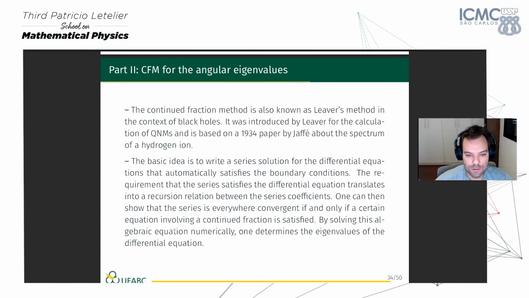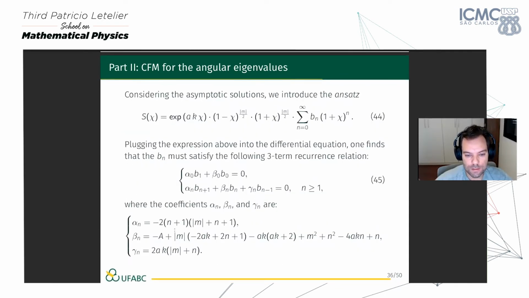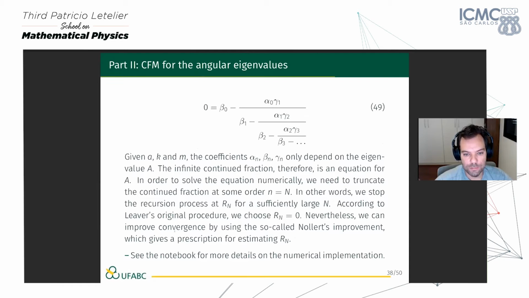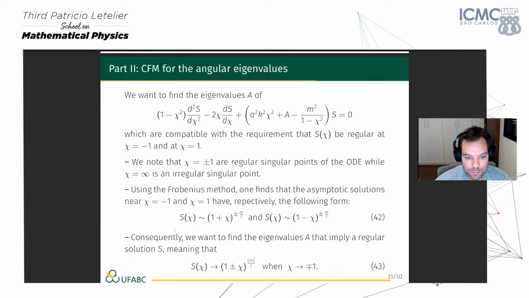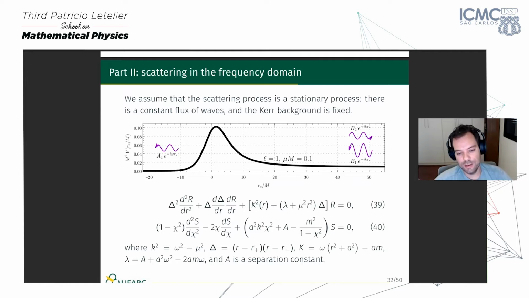So this is what we saw on Tuesday, and now we're back to the scattering problem. Let me just go back here a few slides. Here, just again to remind you the picture of the scattering problem. We have the radial equation here, number 39, and the angular equation, number 40. The angular equation is the equation for the spheroidal harmonics after we impose the regularity boundary conditions at the poles, so chi equals -1 and chi equals +1.